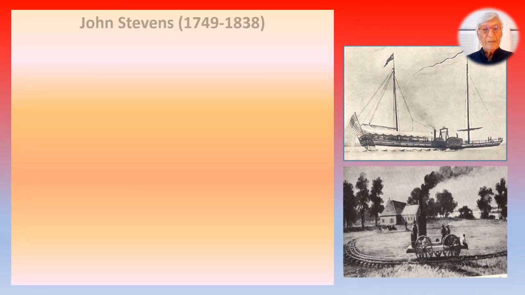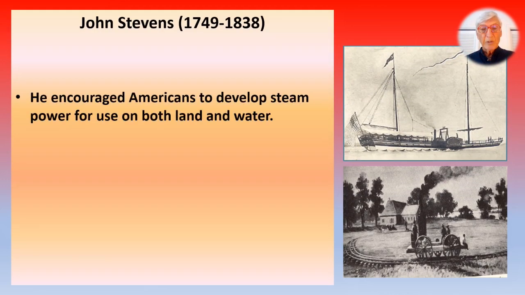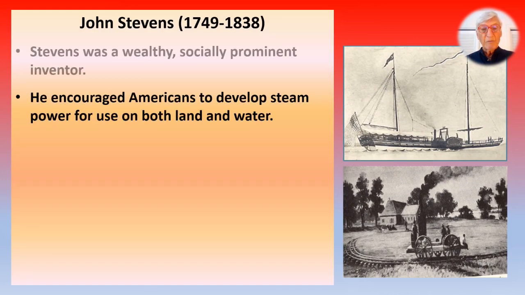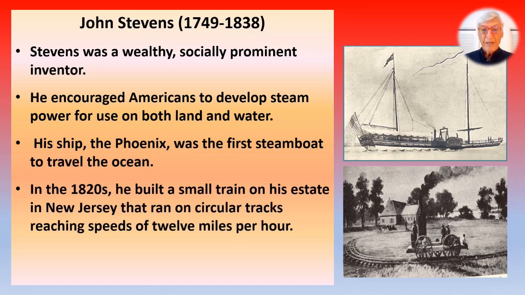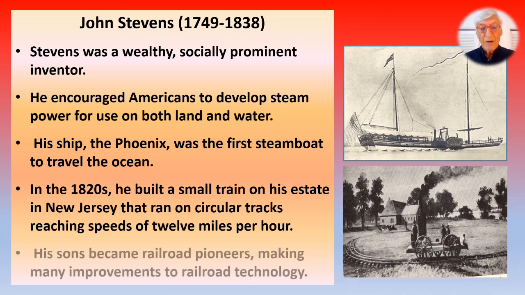John Stevens encouraged Americans to develop steam power for both land and water. He was a wealthy, socially prominent inventor. His ship, the Phoenix, was the first steamboat to travel on the ocean. In the 1820s, he built a small train on his estate in New Jersey that ran on circular tracks, reaching speeds of, can you imagine this, 12 miles an hour. His sons became railroad pioneers, making many improvements to railroad technology.